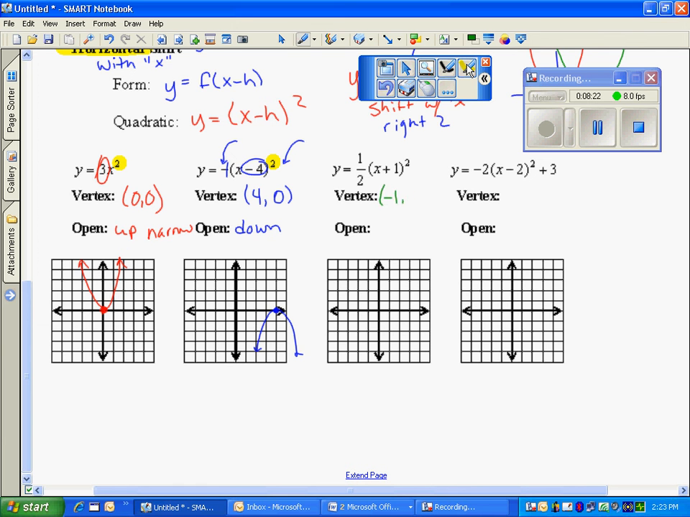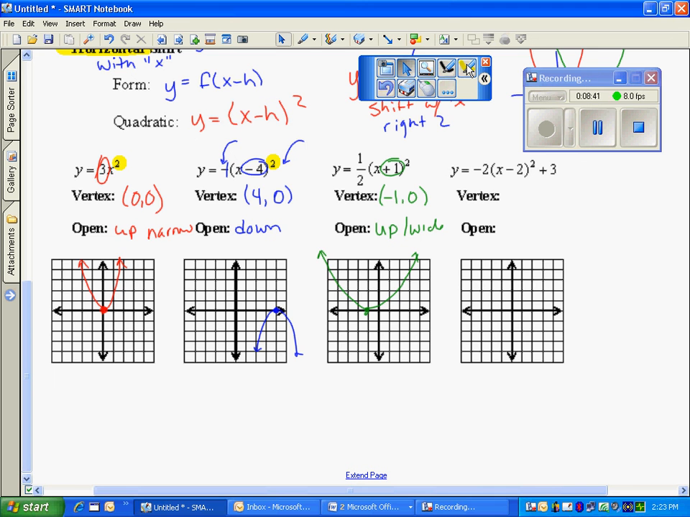Watch your sign. The 1/2 says I'm going to be up, but I'm going to be pretty wide. Rise 1, run 2 spreads me out. I am not literally graphing rise 1, run 2 on my graph per se. It's how I think about that value out in front, slope.